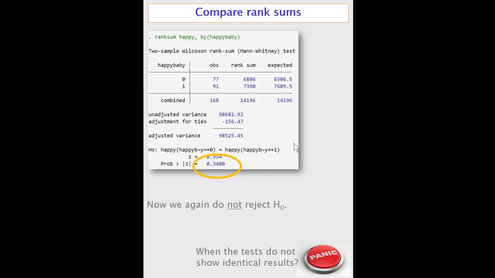In the end, you get a test value back. The test value here is 0.34, above 0.05, so H0 is not rejected. Equality of these two groups is not rejected.